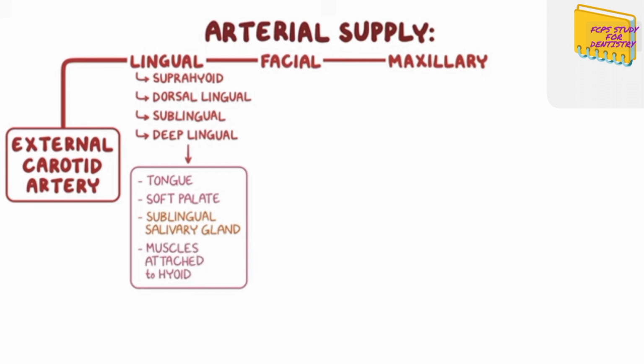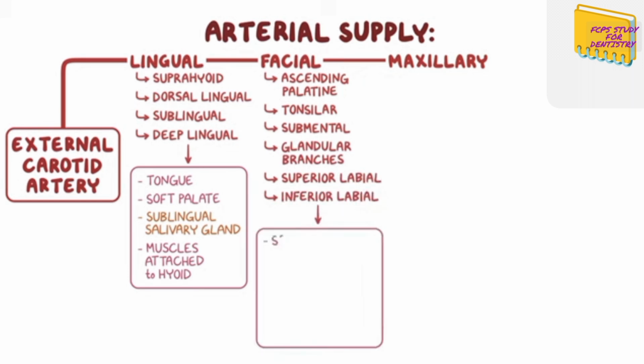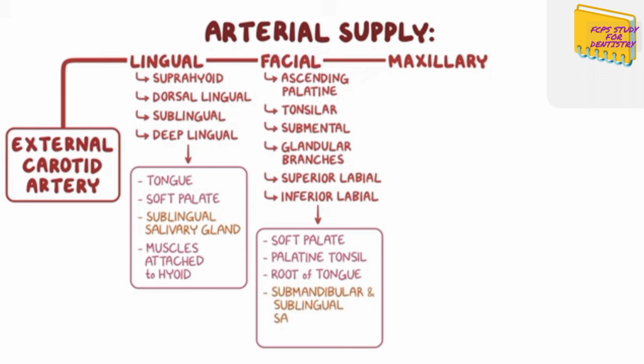Second, the facial artery branches into the ascending palatine artery, the tonsillar artery, the submental artery, a few glandular branches, and the superior labial artery and inferior labial arteries. It supplies the soft palate, palatine tonsil, root of the tongue, submandibular and sublingual salivary glands, and the lips. Third, the maxillary artery can be divided into 3 parts.